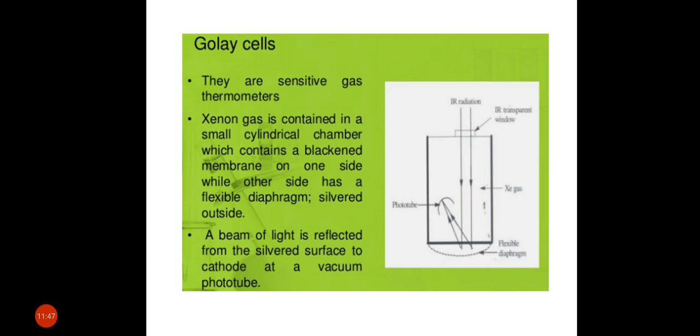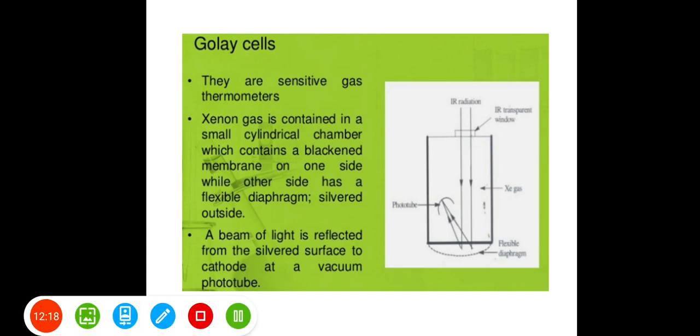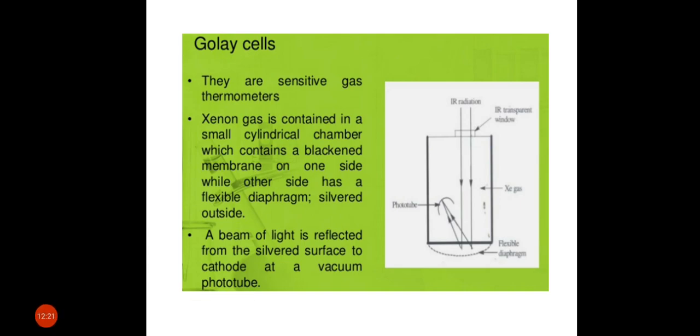And the last thermal detector is the Golay cell. These are sensitive gas thermometers. Xenon gas is contained in a small cylindrical chamber which contains a blackened membrane on one side, while the other side has a flexible diaphragm, silvered outside. A beam of light is reflected from the silvered surface to the cathode of a vacuum phototube.